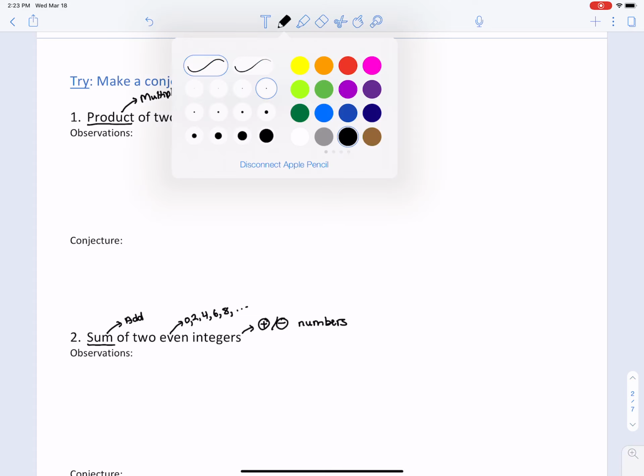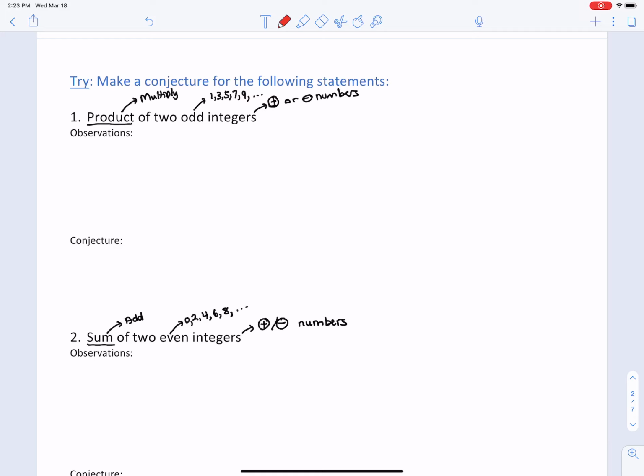Let's work through example 1 here on conjectures. So it says that the product of two odd integers, we need to figure out what's happening when I multiply or take the product of two odd integers. So let's try. 1 times 3 equals 3. 1 times 9 equals 9. 3 times 9 equals 27. 3 times 5 equals 15. What am I noticing about all of these numbers as the answer?